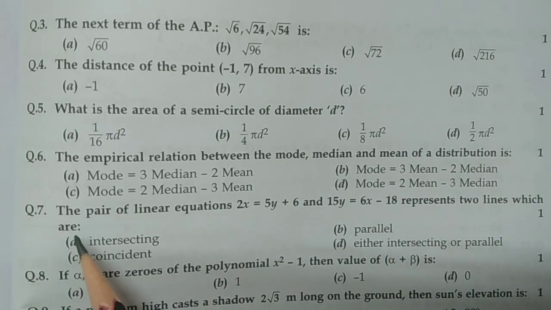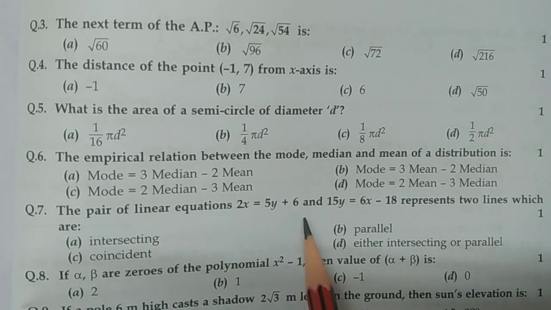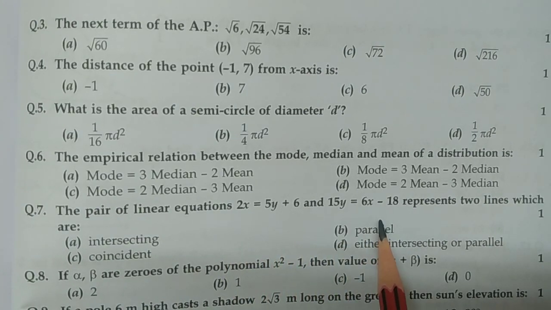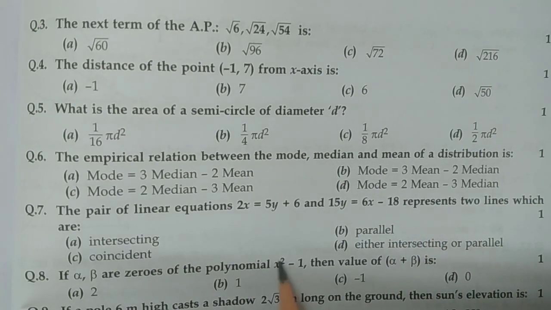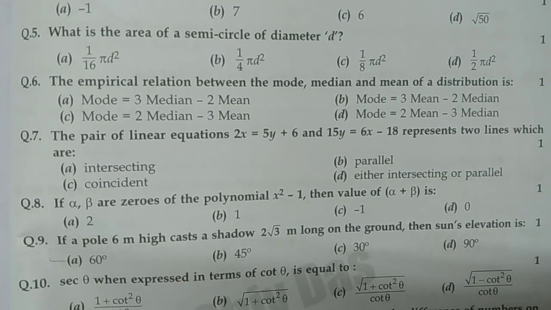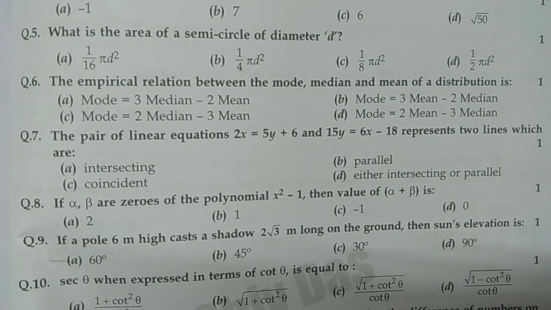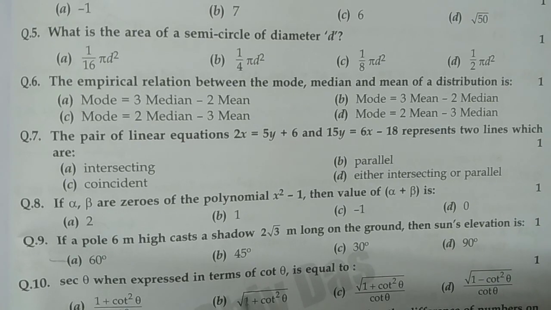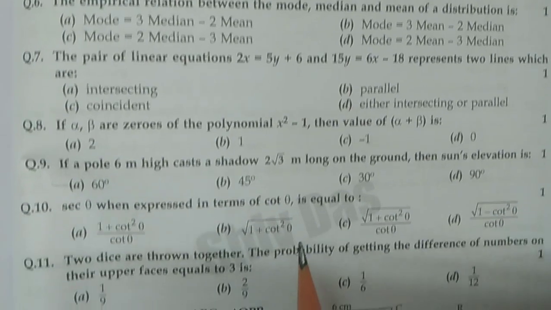Now question number 7. The pair of linear equations 2x equal to 5y plus 6 and 15y equal to 6x minus 18 represents 2 lines which are. So these are the options. You know that it's very easy. Questions are also given there which you were reading in previous classes. So those are also given here. So you can easily find the correct answer from here.